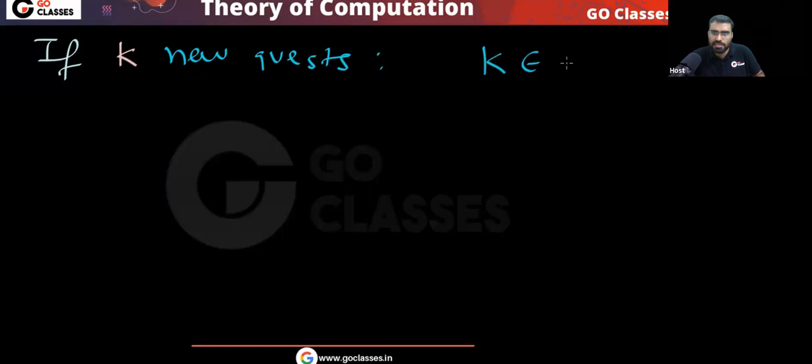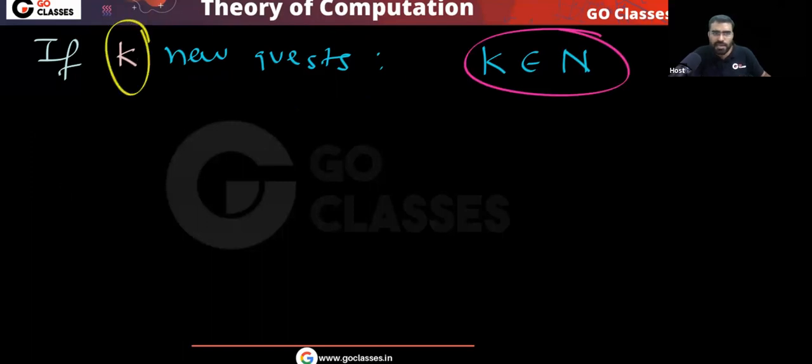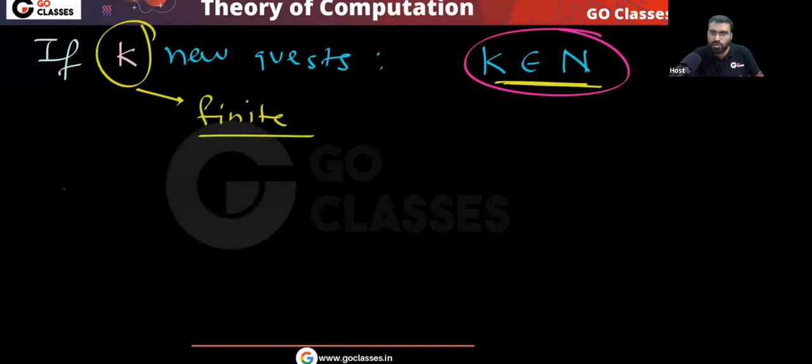Tell me. Very simple point. Okay, so for example, let's assume k new guests are coming. Remember, k is a finite number. This k is a finite number, right? Yes or no? This is some natural number, maybe 100, maybe 200, maybe 1000, maybe 1 trillion. This k can be 1 billion trillion. This k can be very big. But this is a finite number. Remember, this is finite, so this belongs to the set of natural numbers.